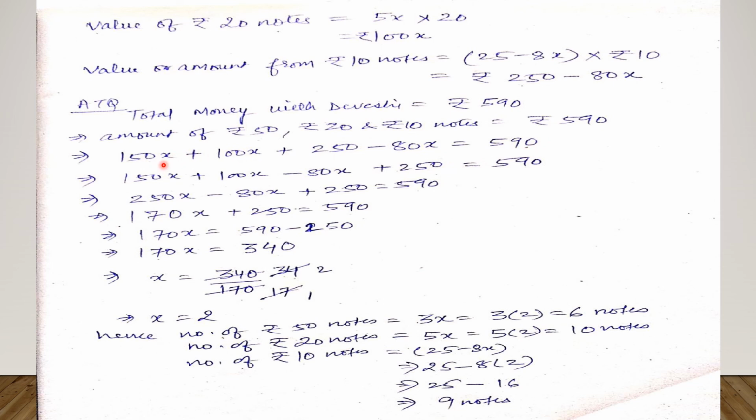So we can see this is having x, having x, having x. So these three are like terms. They can be solved together. So 150 plus 100 minus 80x plus 250 equal to 590. If I add these two, it becomes 250x minus 80x plus 250 equal to 590. 250 minus 80 is 170x plus 250 equal to 590. Finally, solving it, I get x equal to 340 upon 170, which gives me x equal to 2.